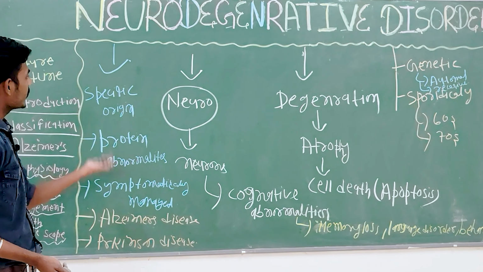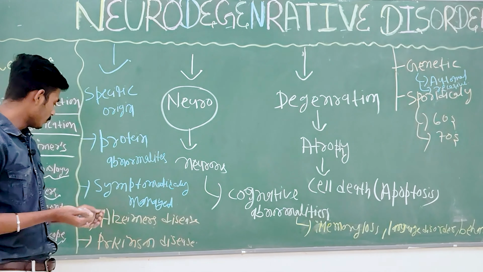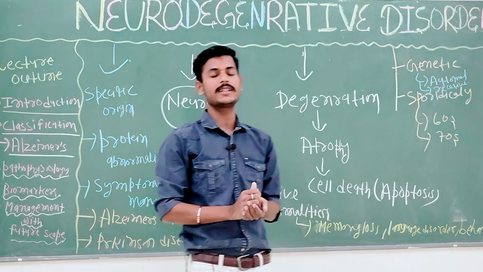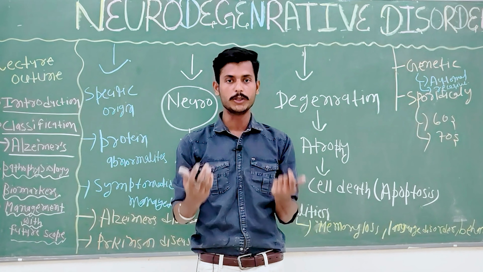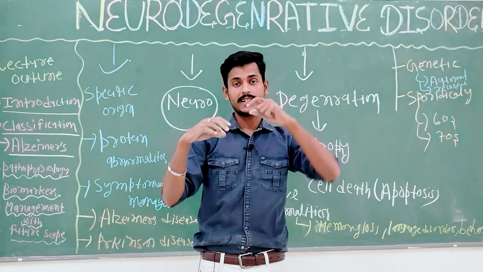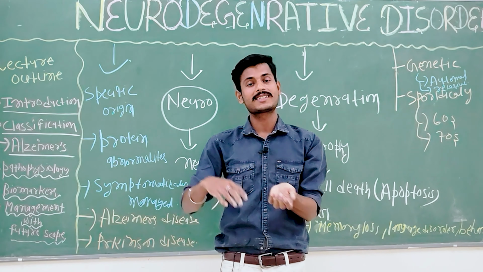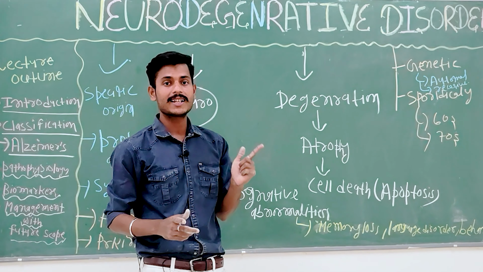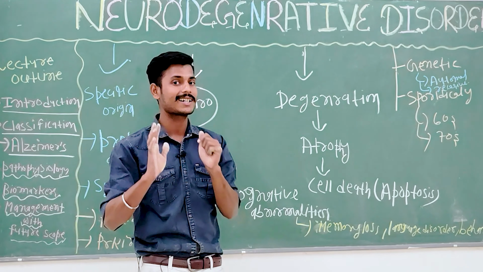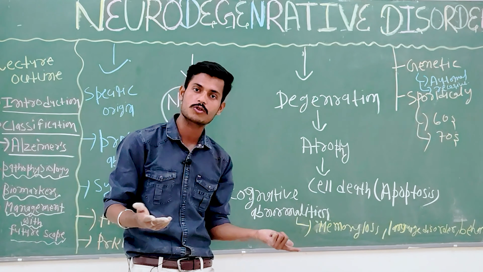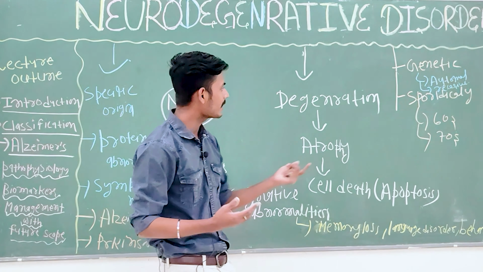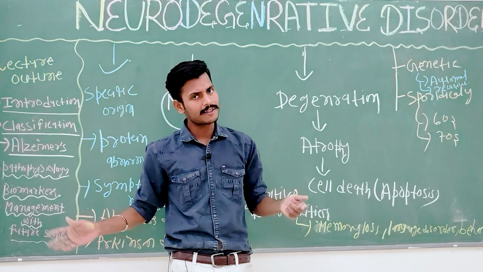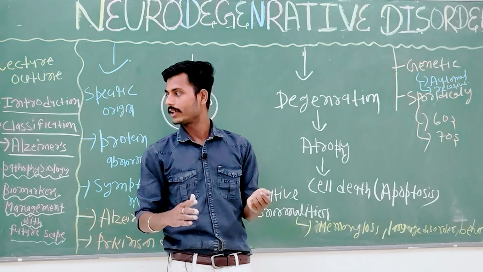So let's quickly summarize what we have studied and move forward to understand Alzheimer's. Basically we discussed that neurodegenerative disorder is a degeneration of the neuron, maybe the neuronal cell body or the cell processes. Most neurodegenerative disorders are genetic in nature, autosomal or recessive, and some of them are sporadic, meaning they can occur without any time limits.